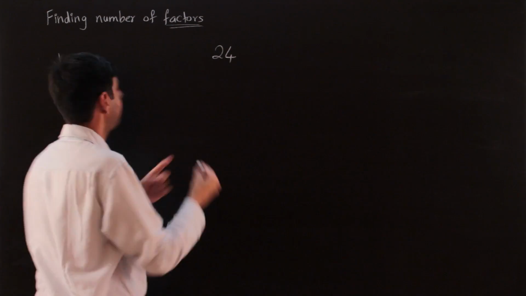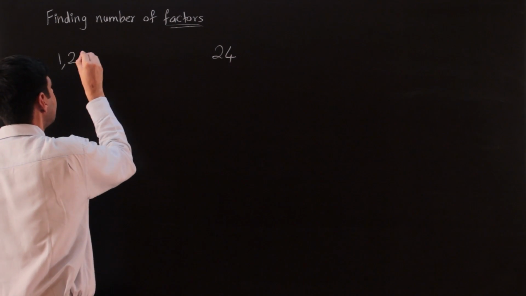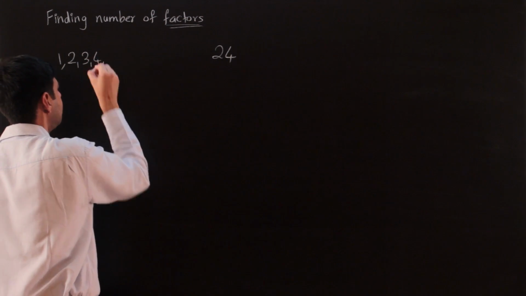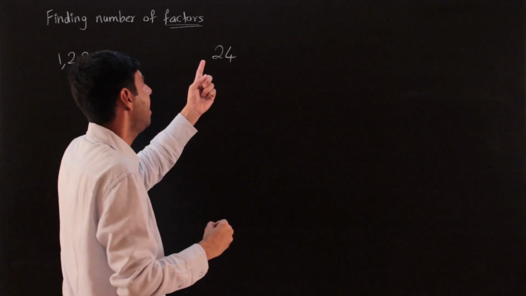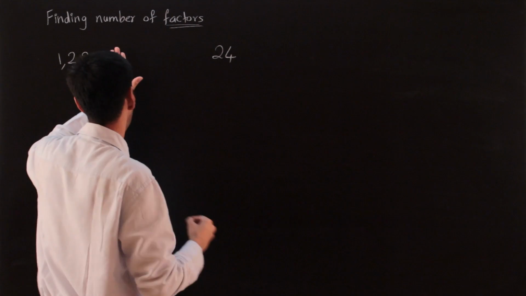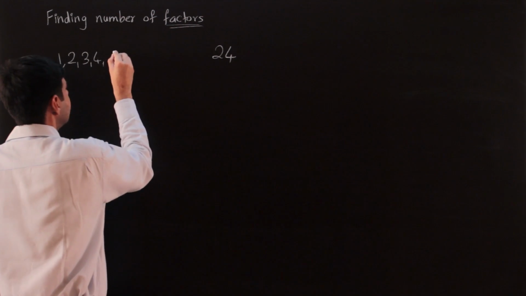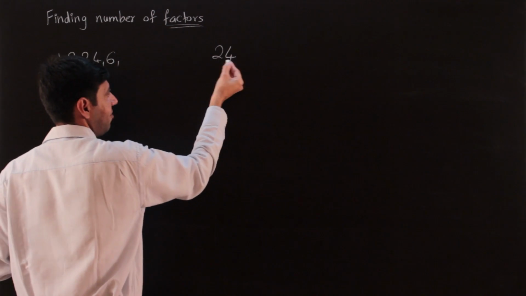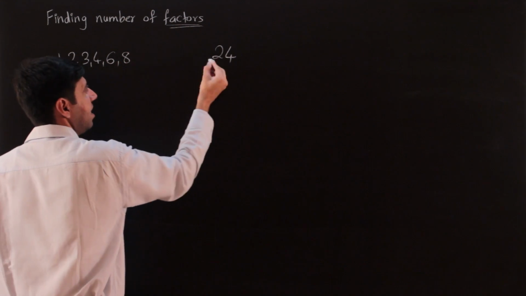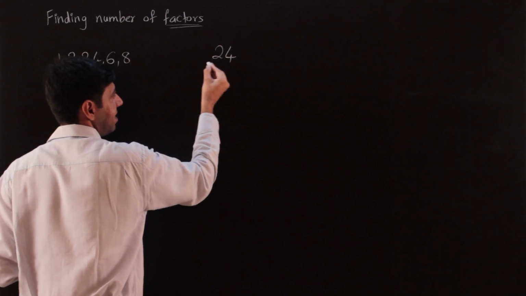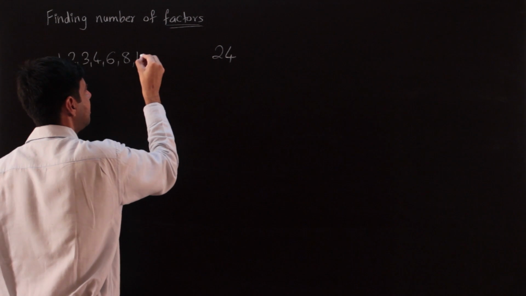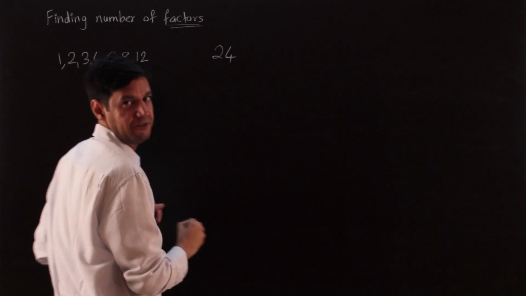Is 24 divisible by 2? Yes. By 3? Yes. By 4? Yes. Before you get an idea that they are sequential, is 24 divisible by 5? No. So, 5 is not a factor. 6, it is divisible. By 7, no. By 8, yes. 9, it's not divisible. 10, 11, 12, it is divisible. 12 is half of 24.